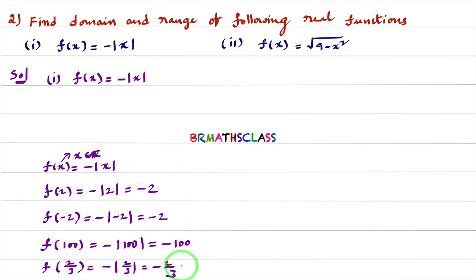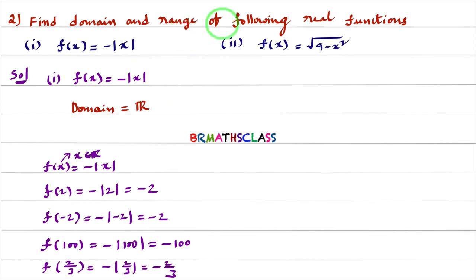We are getting one unique element here. That means, what is the domain of this function? Domain of this function is all real numbers. This minus modulus of x is defined for all real numbers. If you take any real value, this f of x is defined. That's why this domain is all real numbers.